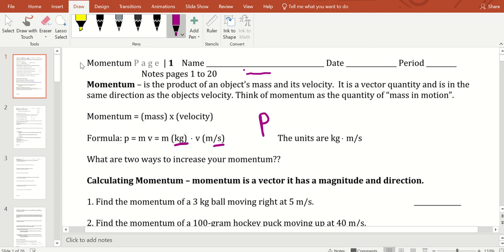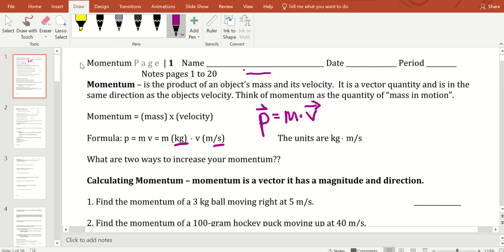Momentum is a vector, meaning that it has both a magnitude and a direction. We abbreviate momentum with the letter P. It's equal to mass times velocity, which is also a vector. So the direction of momentum will be the same as the direction of velocity.